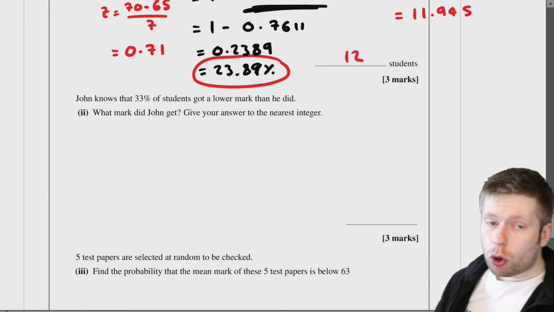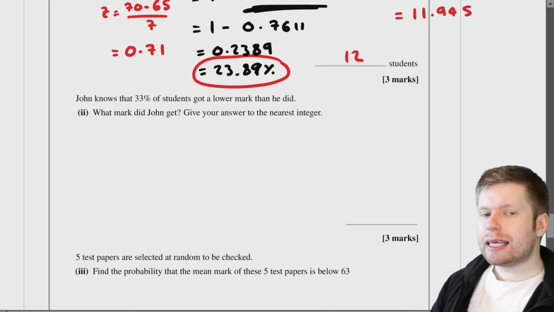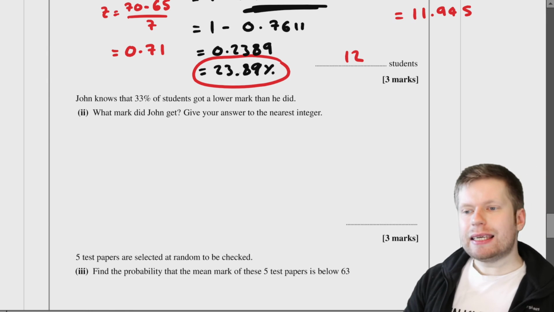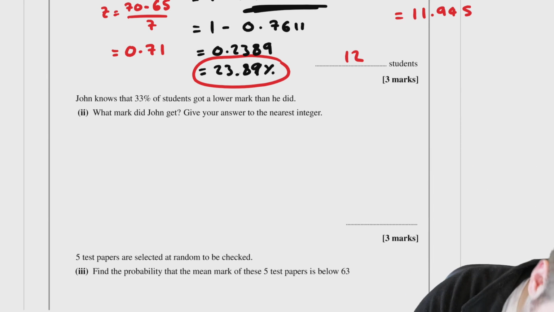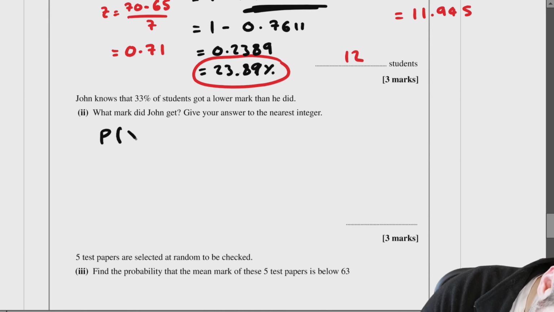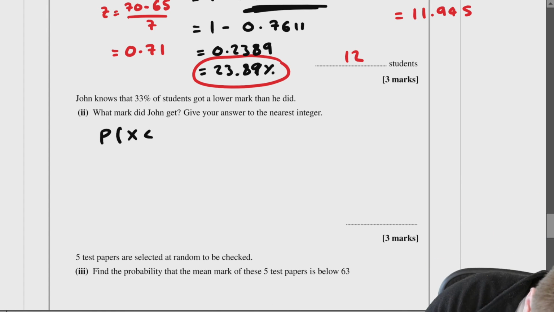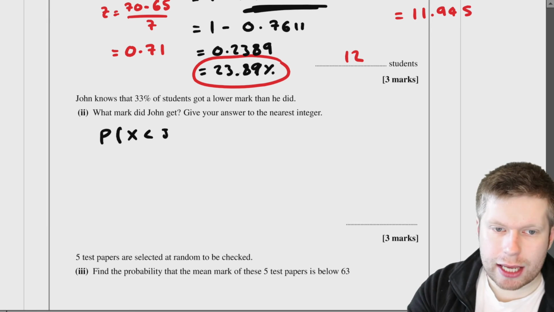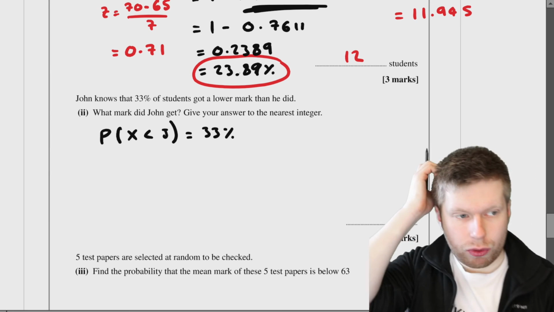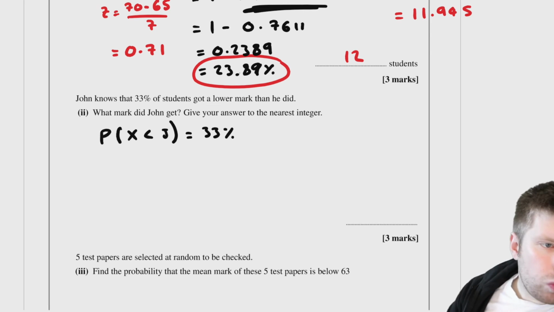So part 2 then, John knows that 33% of students got a lower mark than he did. What mark did he get? And again, give your answer to the nearest integer. So it's a bit of a backwards question now. I'm basically given a proportion. If I say that John's mark is J, I know that the probability that the people on the test get a lower mark than John, so the probability that X is less than J, where J is John's score, should be equal to 33%. So 33% of people got a mark less than John. So I need to work out what is John's score.